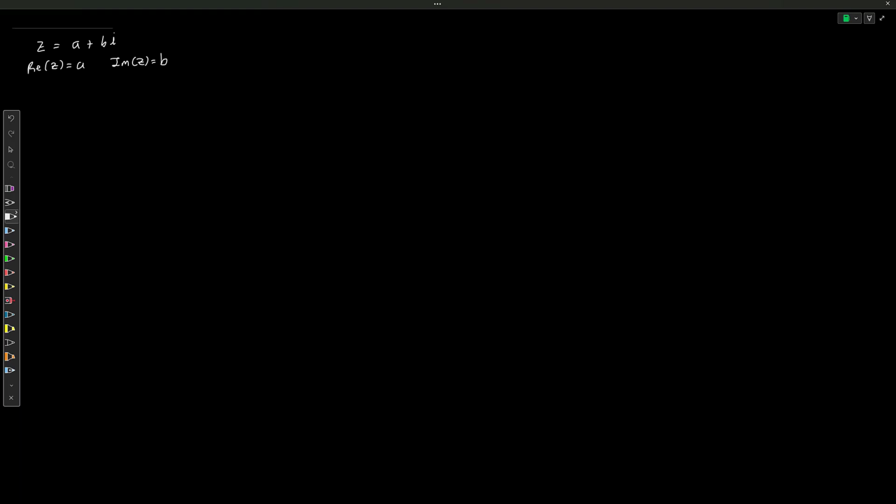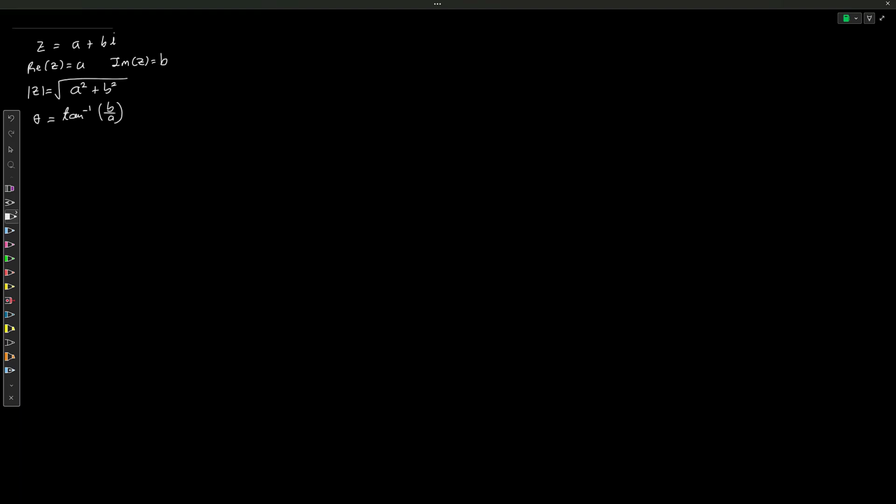Now second quantity which we need is modulus, under root of real part square plus imaginary part square, and argument, tan inverse of imaginary part upon real part. This was some basic information that we mostly need.